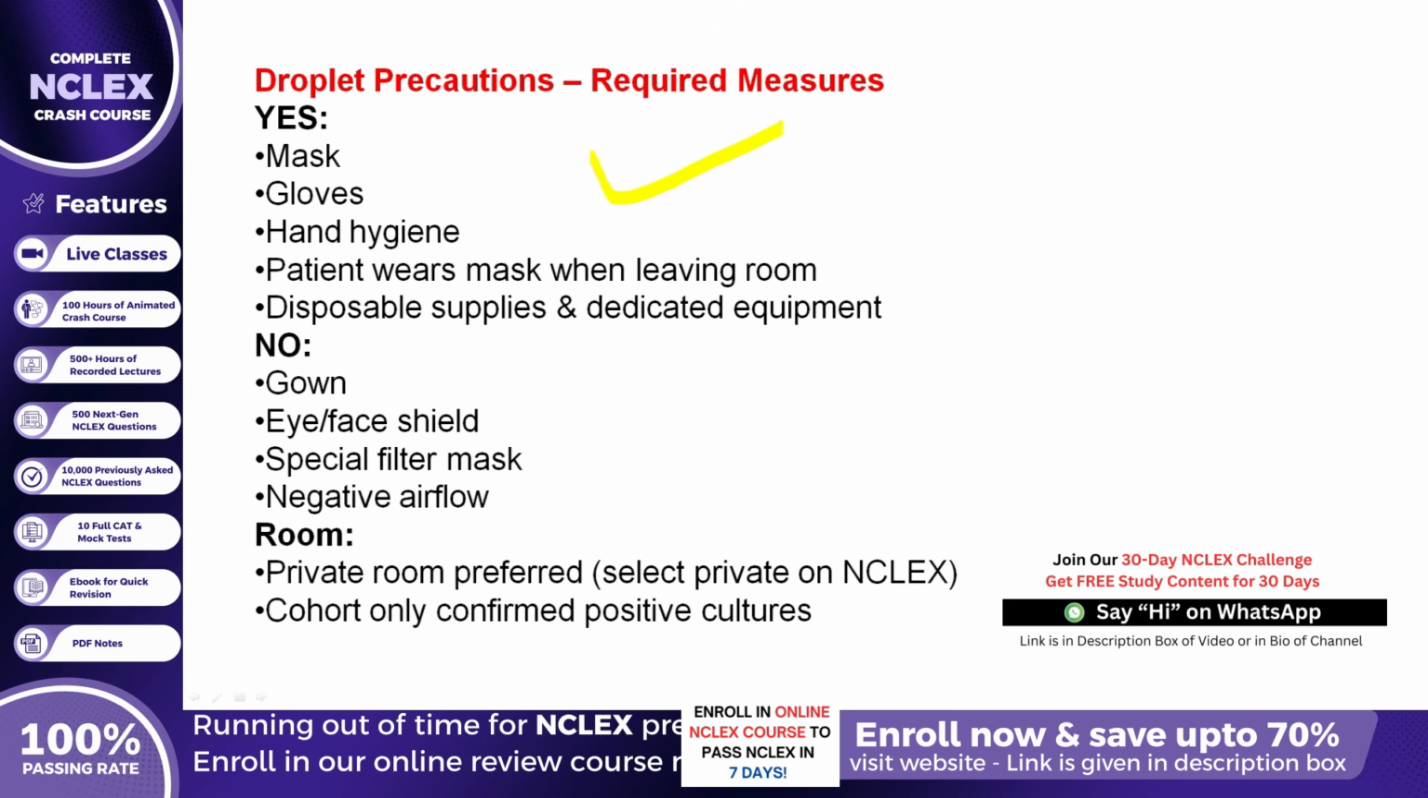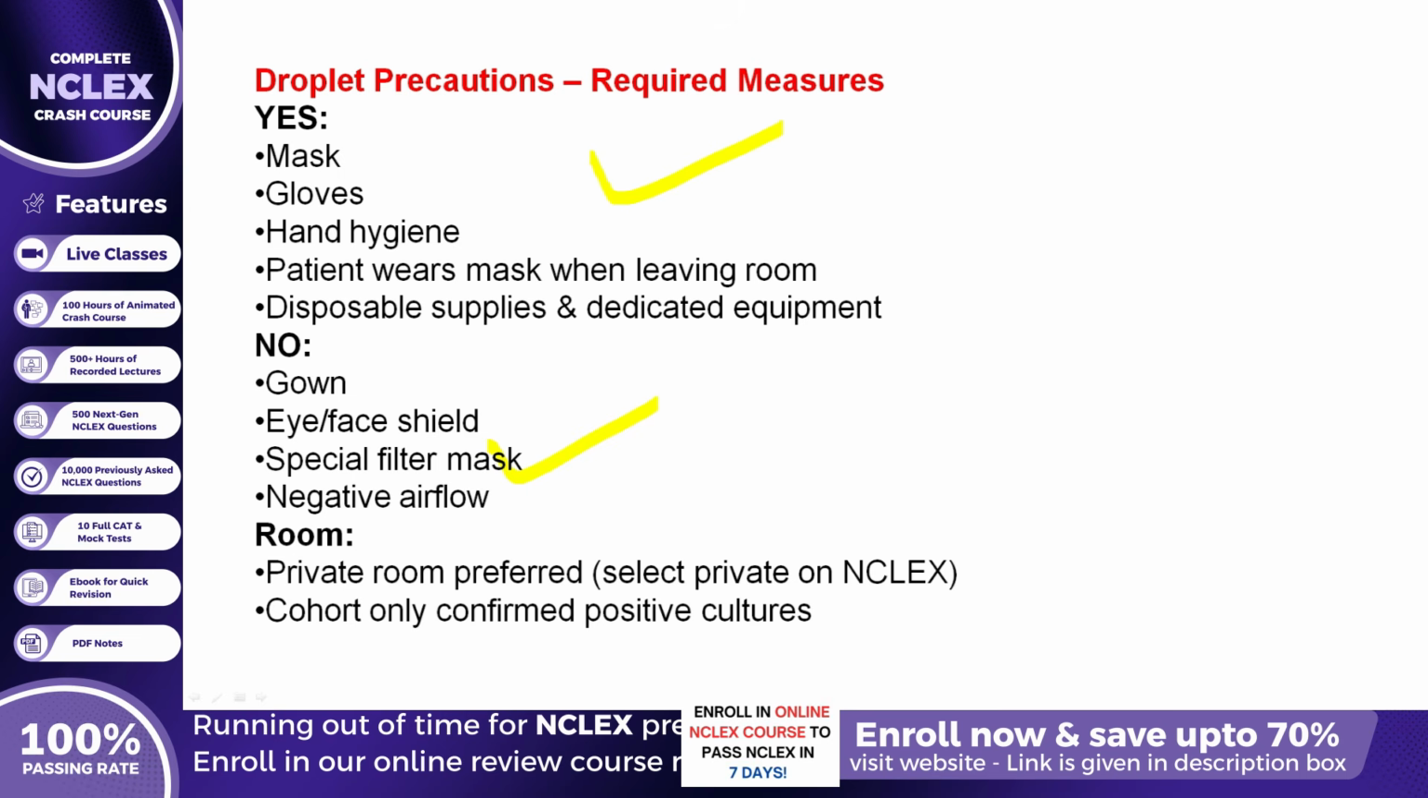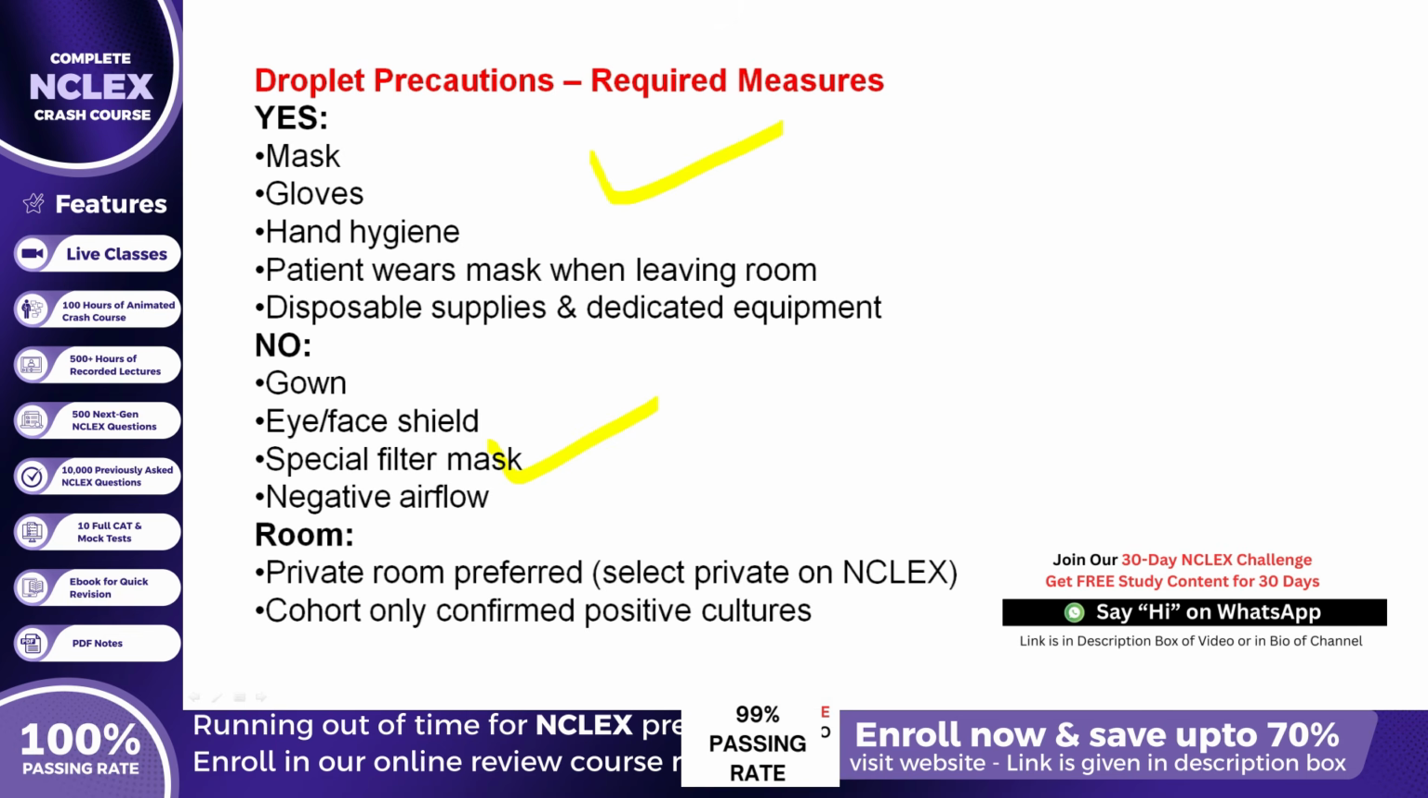Next, here are the items that are not required under droplet precautions. No, a gown is not required. No, an eye or face shield is not required. No, a special filter mask is not required. And no, negative airflow is not required. For room assignment, a private room is preferred, and on the NCLEX, you should always select the private room. Cohorting is allowed only with confirmed positive cultures.